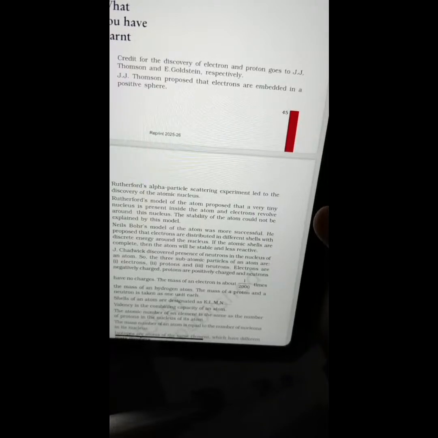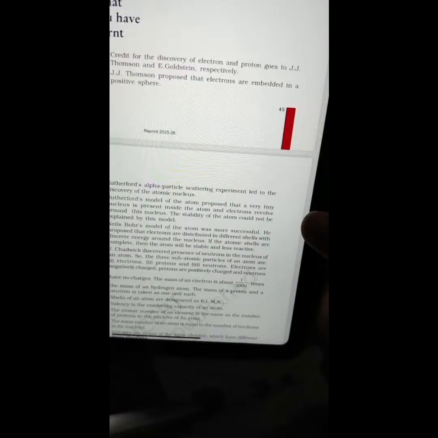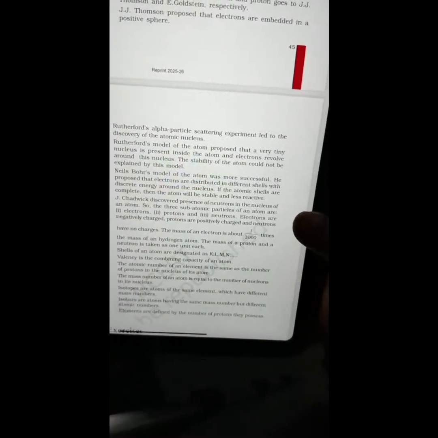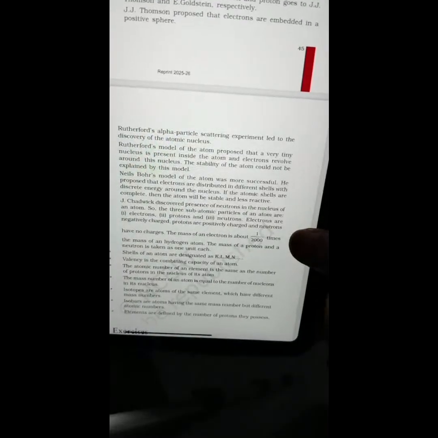Electrons are negatively charged, protons are positively charged, and neutrons have no charge. The mass of an electron is about 1 by 2000 times the mass of a hydrogen atom. The mass of a proton and a neutron is taken as 1 unit each. Shells of an atom are designated as K, L, M, N, and so on. Valency is the combining capacity of an atom.